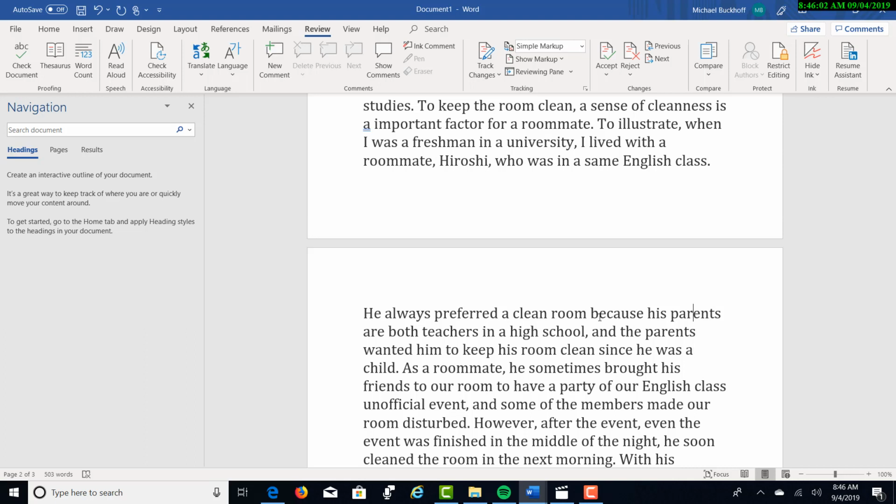Yeah, I'm going to keep all of these things in the past here. I know you're saying there's still teachers now, but you're kind of talking about things in the past here, so I'm going to keep it all consistent. So he always preferred a clean room because his parents were both teachers in a high school.